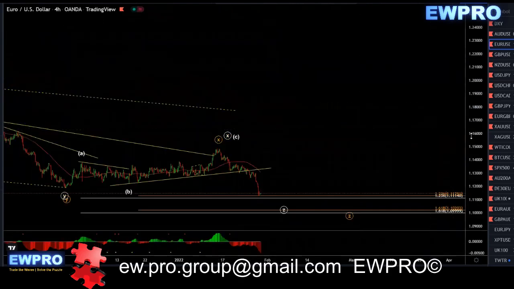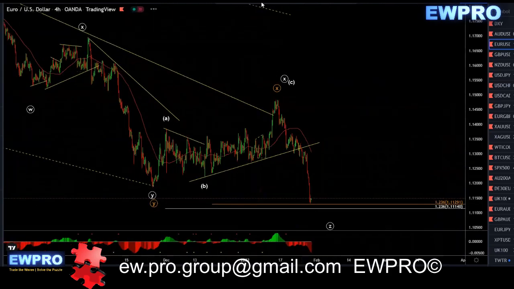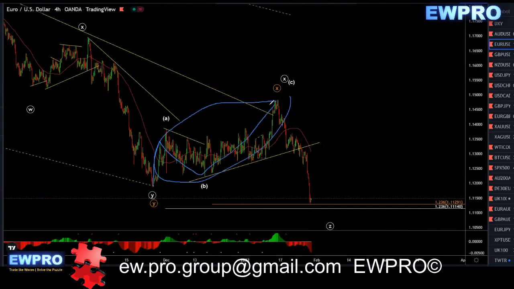Looking at the H4. Again, we got that A, B, C correction. We've broken out. We've just got one wave down. So whatever happens in here, if we get a correction, look for more downside.